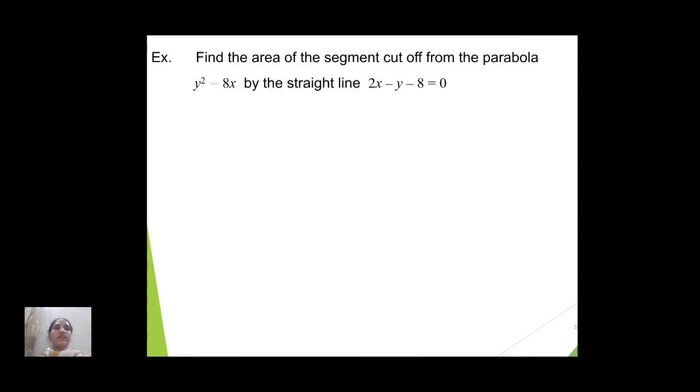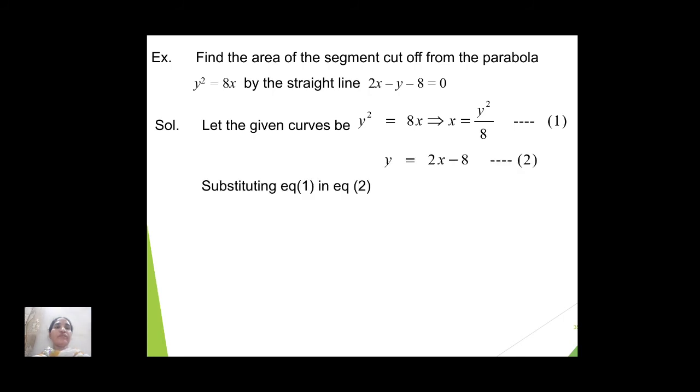Next, find the area of the segment cut off from the parabola y square equal to 8x by the straight line 2x minus y minus 8 equal to 0. For the limits, we have to solve these two equations. Then we get y square equal to 8x, then x equal to y square by 8, and y equal to 2x minus 8. Substituting equation 1 in equation 2.